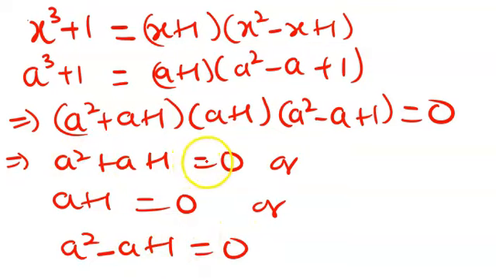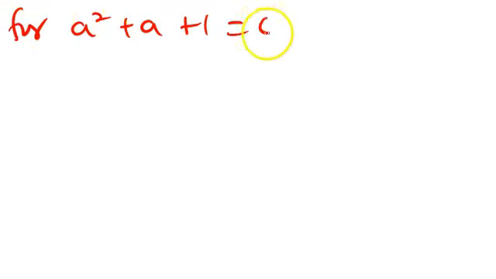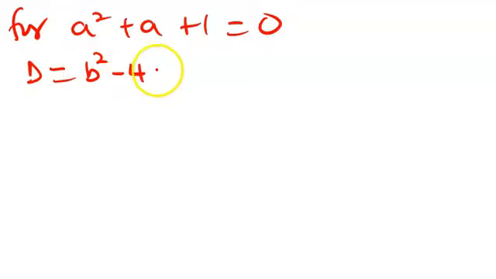Now this is a quadratic equation. This is linear, this is quadratic. So let's solve this one: a squared plus a plus 1 is equal to 0. Before we solve, let's find the discriminant to see if we get a real solution before we continue. The discriminant is b squared minus 4ac.